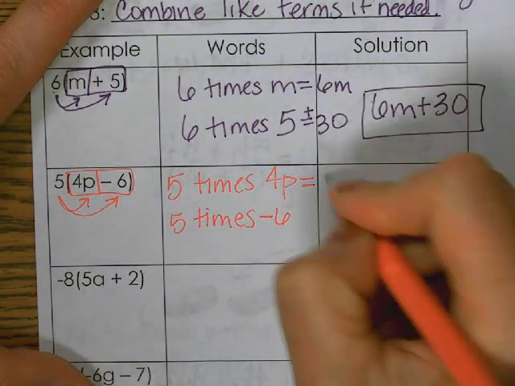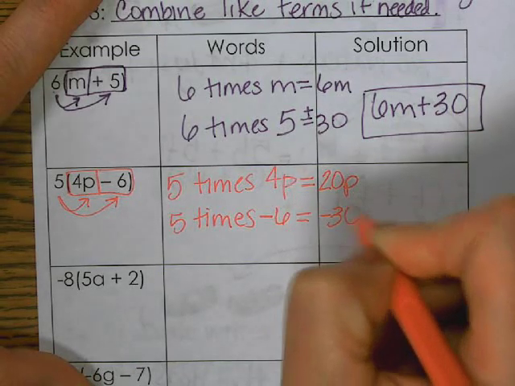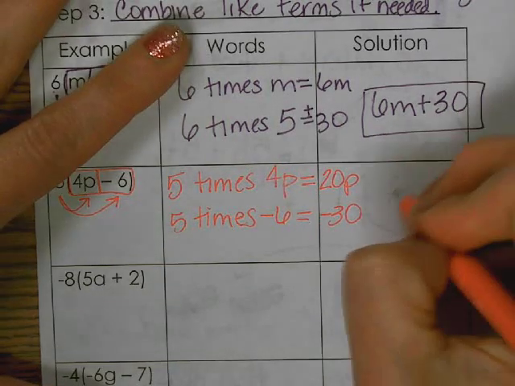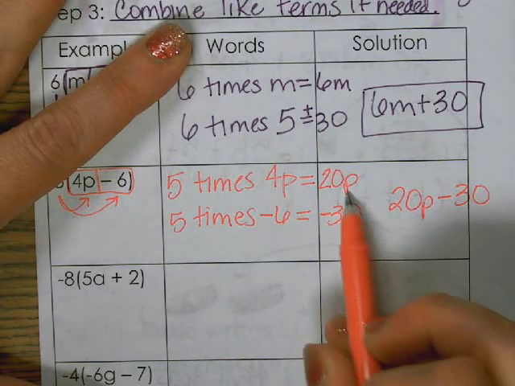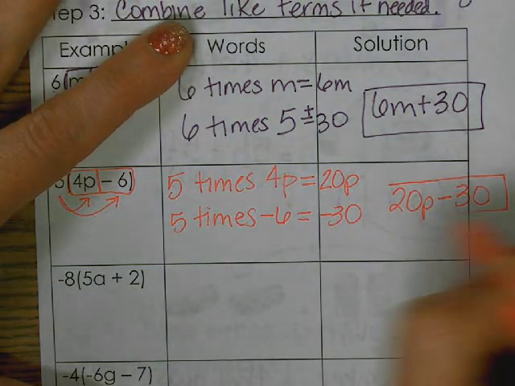5 times 4p is 20p. And 5 times negative 6 is negative 30. So this one is 20p minus 30. When we put them together, this negative sign turns into a subtraction sign.